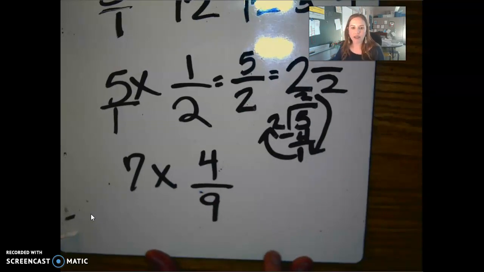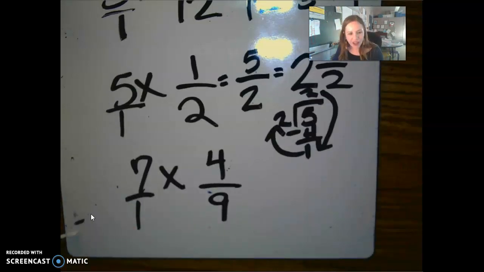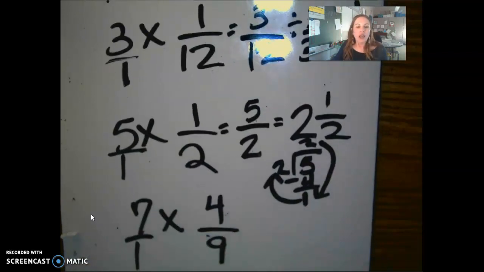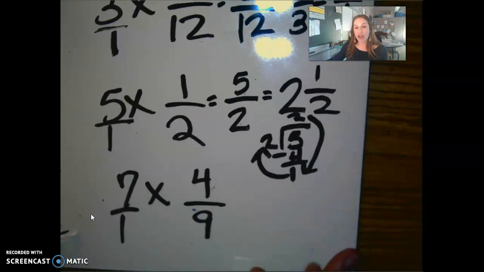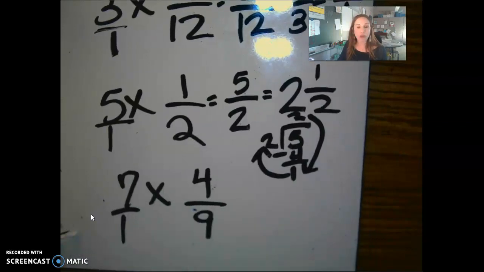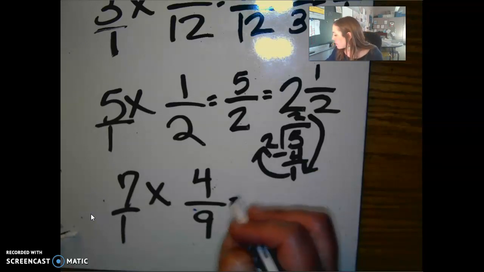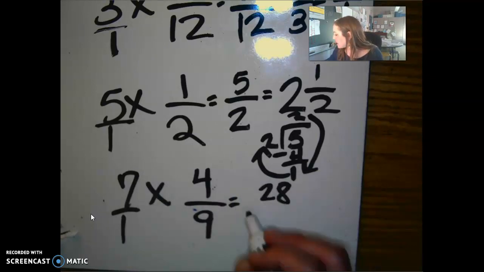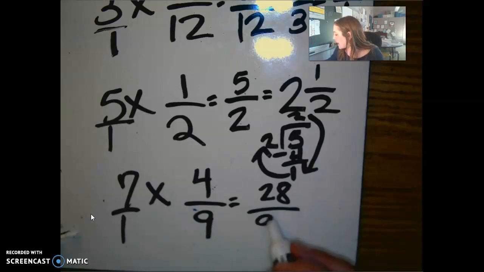Okay, let's look at one more. 7 times 4/9. How do I turn that 7 into a fraction? Did you put it over a 1? I sure hope you did, because I've done it for you 3 times already, and so I'm hoping that it's stuck. The way you turn a whole number into a fraction is you put a 1 underneath. Easy peasy. Okay, now we multiply across. 7 times 4 is 28. 1 times 9 is 9.